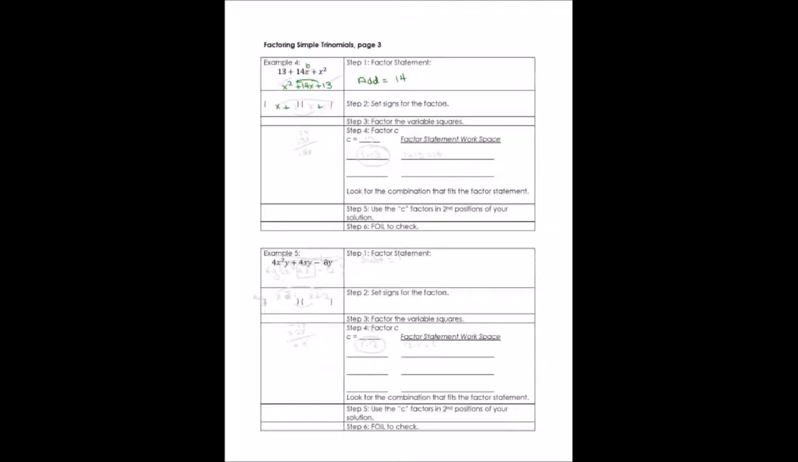We factor the x squared, the variable that's squared, next. And then we're going to factor c. C is 13. Well, 13 doesn't have many factors, does it? 1 times 13 is it. But fortunately, 1 times 13 really does add up to equal 14. So we'll use 1 and 13.